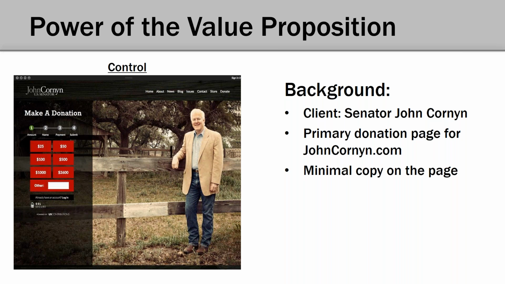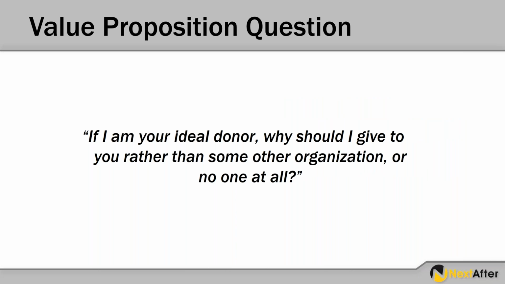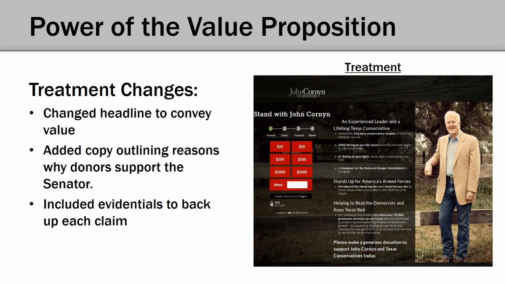And the challenge with this page, and how we thought through a treatment, was we said, if I'm the ideal donor, why should I give to this organization rather than someone else, or not at all? By considering this question, we said we need to give people a reason. If they have clicked on that link and have not yet made up their mind whether or not to give a gift, how can we influence their decision? One of the ways we can influence people's decision positively is by laying out a value proposition. Why should I give? Because he's a lifelong leader, he stood up for the armed forces, and he's helping to beat... You can see how it's laying out a value proposition here.